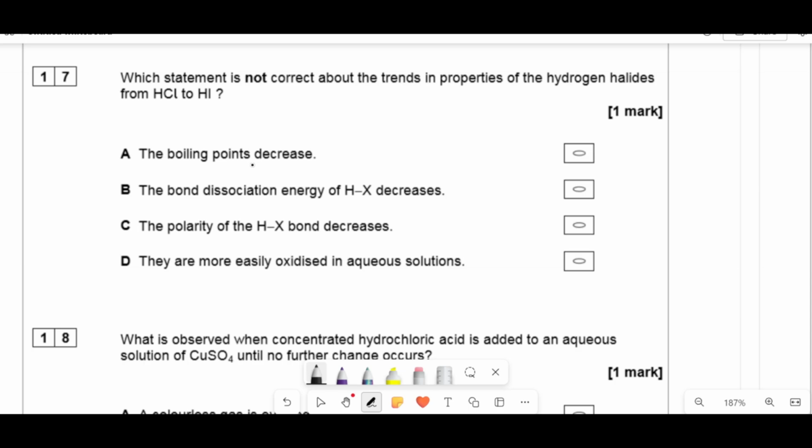There are no hydrogen bonds because there's no H bonded to F, O or N. If you go down the group, the number of electrons from Cl to I gets more and more, so the van der Waals forces are getting stronger and stronger. So immediately the boiling point gets higher. That's already incorrect because it wouldn't decrease, it gets higher.